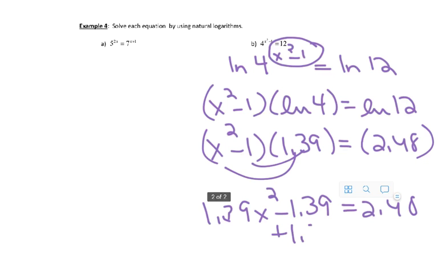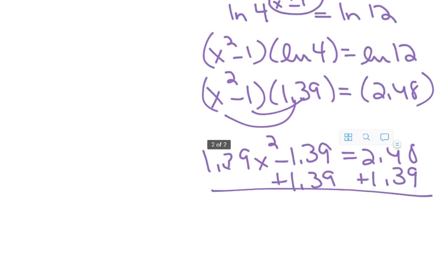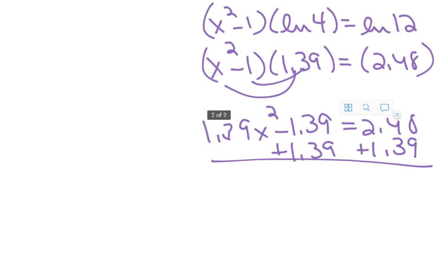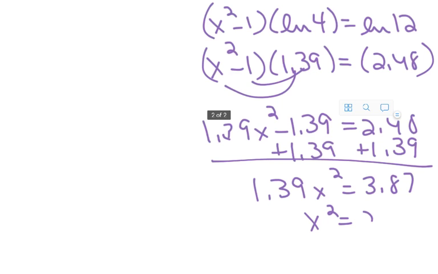And then I would add 1.39 to both sides. So 2.48 plus 1.39 is about 3.87. And then I would divide by 1.39. I get 2.78. And then we would square root that answer. And we find out that x is about 1.67.